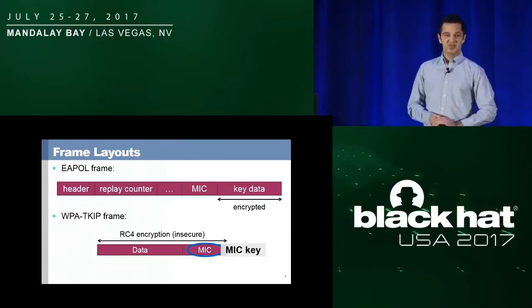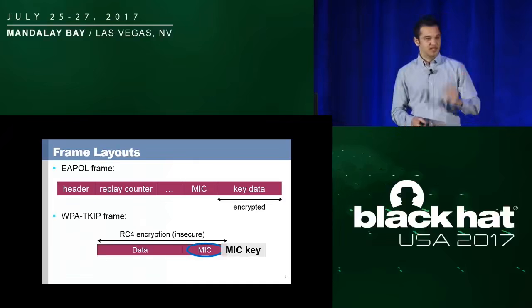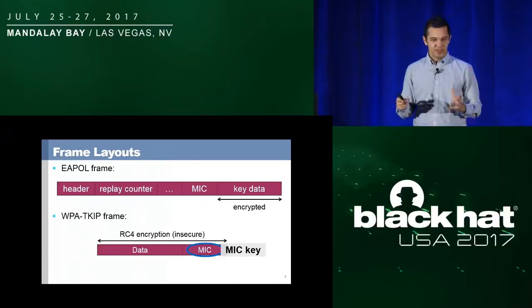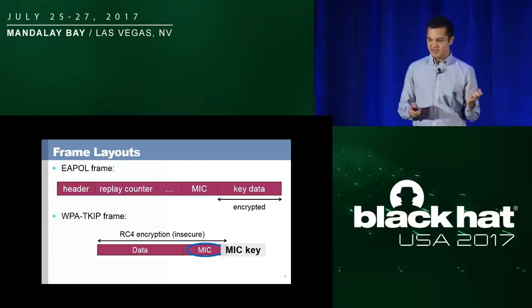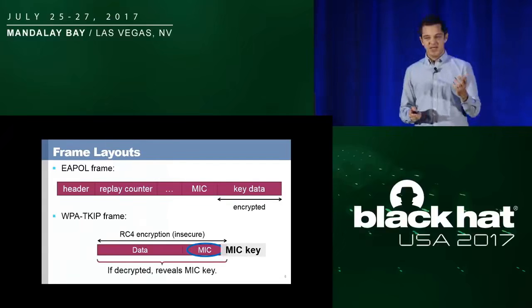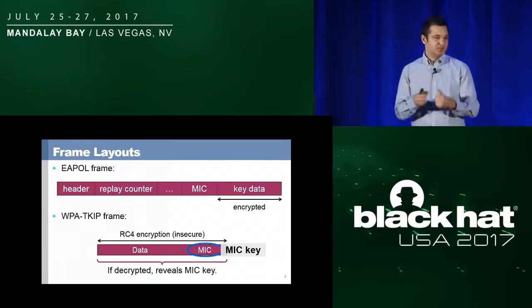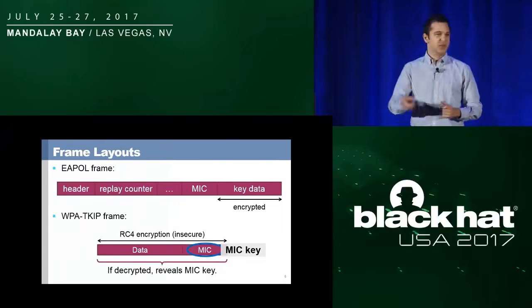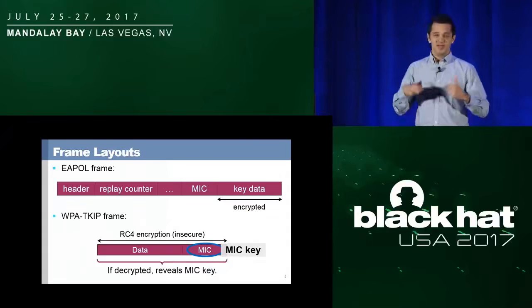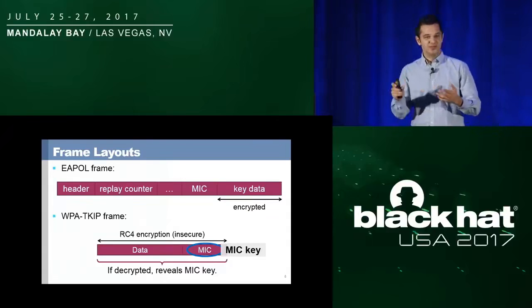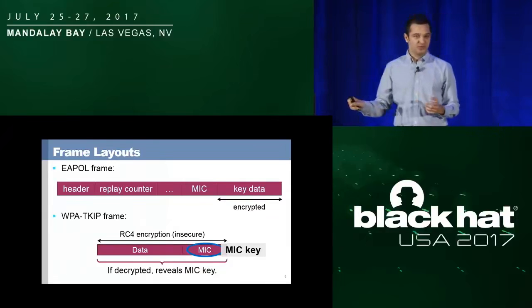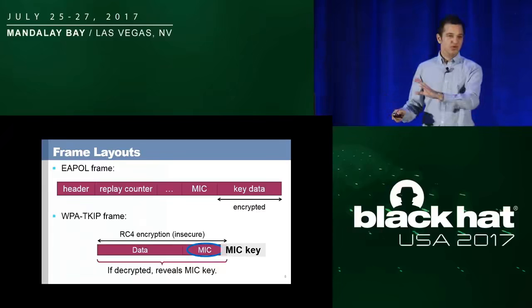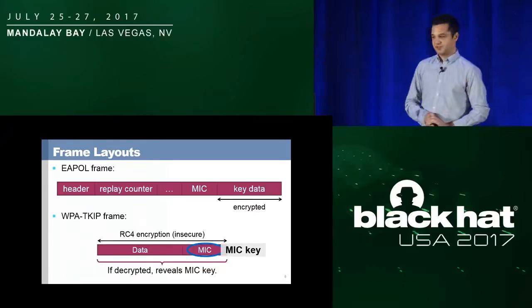There's another reason why WPA TKIP is not secure, and that's because this MIC is calculated using a MIC key, so it's essentially using a hash algorithm. But the problem here is that if an attacker is able to gain access to the data and MIC field in decrypted form, so if he can somehow undo the RC4 encryption, then if an attacker simply has access to this data field and the MIC field, he can derive the MIC key. Normally that is not possible in a cryptographic protocol. We're going to come back to this issue later during the presentation.